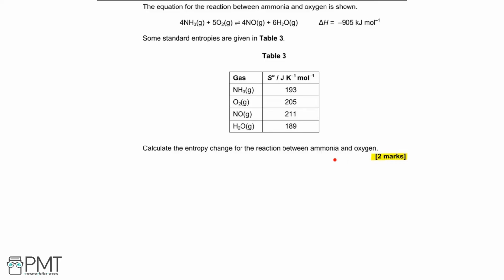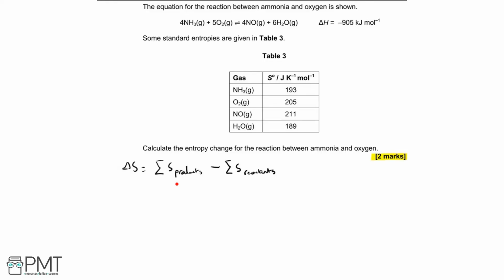So in order to calculate entropy change, the entropy change, represented by delta S, is calculated by the sum of the entropies of the products, subtract the sum of the entropies of the reactants. This finds us the entropy change in a reaction. It is quite literally just the change in entropy from the start of the reaction with the reactants to the end of that reaction with the products.